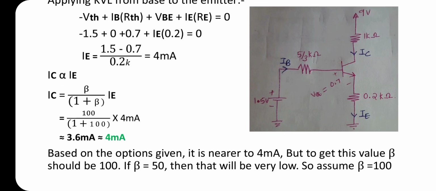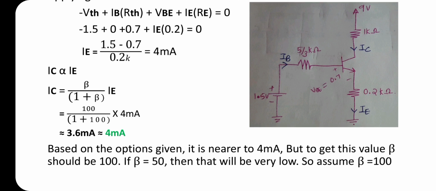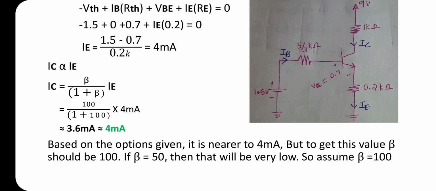We know IC is directly proportional to IE. IC equal to alpha IE, that is IC equal to beta divided by 1 plus beta into IE, which is equal to 100 divided by 1 plus 100 into 4 milliampere. Approximately the answer is 3.6 milliampere, approximately 4 milliampere. Based on the options below, it is nearer to 4 milliampere. So choose 4 milliampere as the answer.